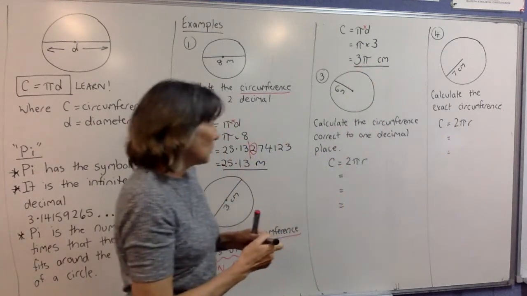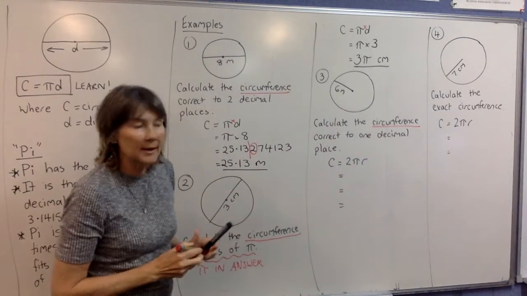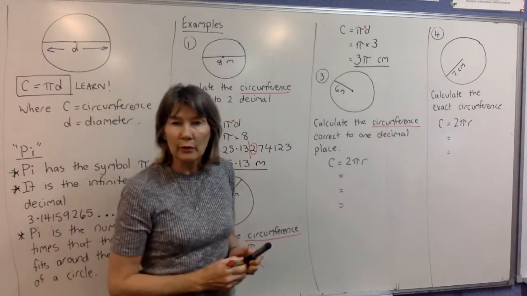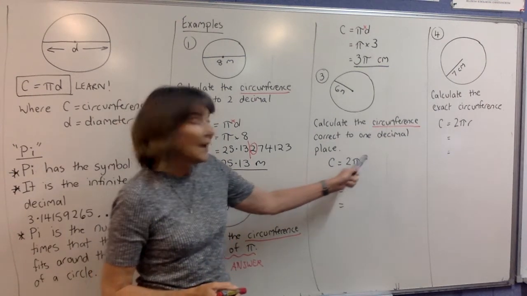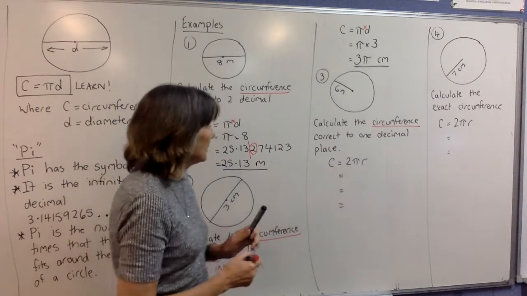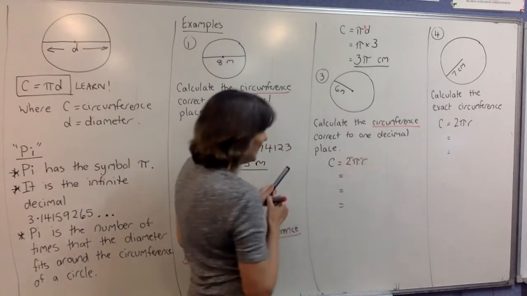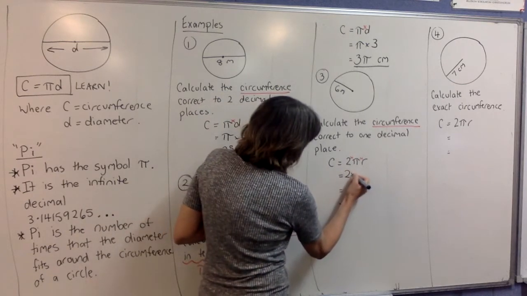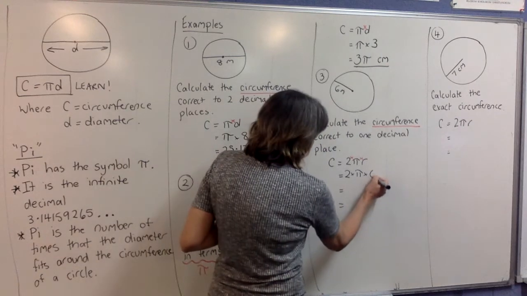All right, let's look at the next question. We're finding a circumference again, and this time you've been given a radius. So we're going to use the formula that's got the radius in it, which is C equals 2 pi r. There's your radius. So now we're going to sub our numbers in. Don't forget we have times signs here. So it's 2 times pi times, and the radius is 6.